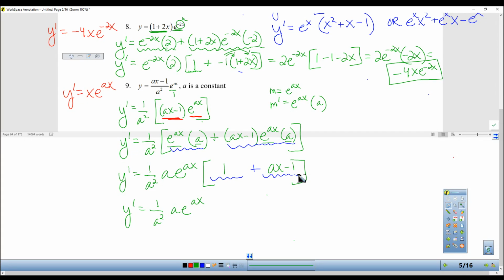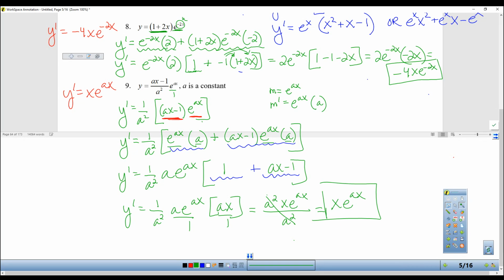All right, so this just becomes ax. So now I can actually multiply. Straight across the top is a squared x e to the ax. And straight across the bottom, all of these are just over 1. It's just a squared. So these cancel, and I get that. That's my derivative. You're doing a great job. All right, the derivative, so this one's almost the same.